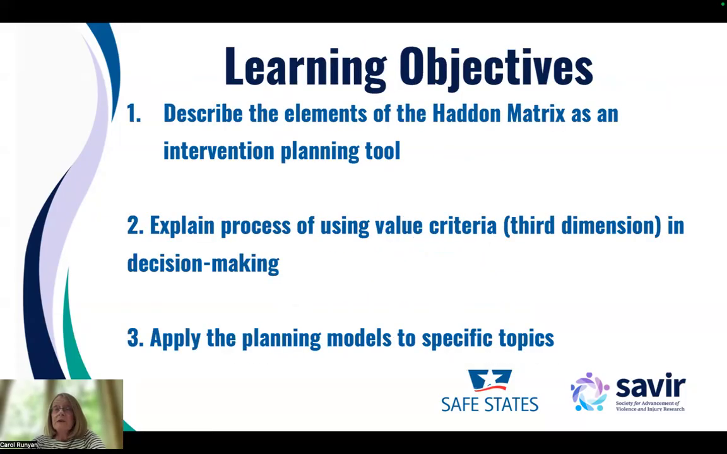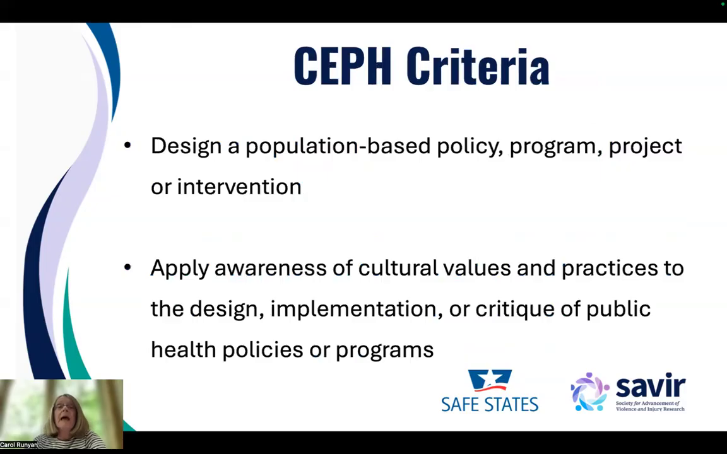The learning objectives for this session are to describe the elements of the Haddon Matrix as an intervention planning tool, explain the process of using value criteria, what I refer to as the third dimension, in the decision-making process, and to show you how to apply the planning models with some examples of specific topics. This fits with the SAVIR criteria of designing population-based policy program projects or interventions and applying awareness of cultural values and practices to the design, implementation, or critique of public health policies and programs.